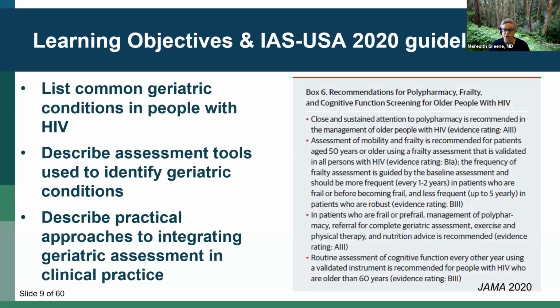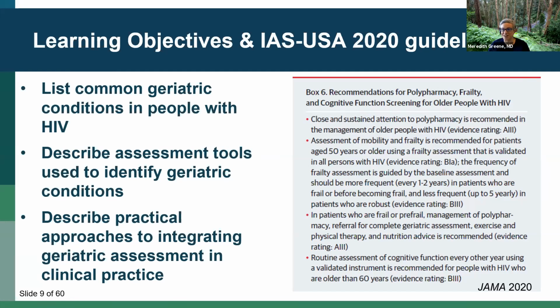A few things I wanted to touch on. One, these objectives: I wanted to discuss how they relate to the 2020 updates to the IAS-USA guidelines, which now includes the section on HIV and aging. So we are today going to talk about multimorbidity and polypharmacy and how to address polypharmacy. And then we are going to talk about geriatric conditions, specifically frailty, falls, and functional impairment, and talk about approaches to doing this. A couple caveats.